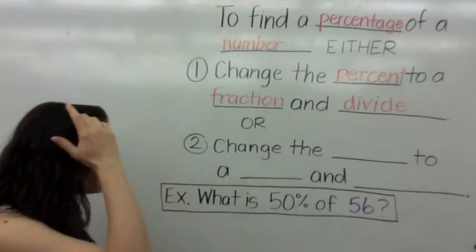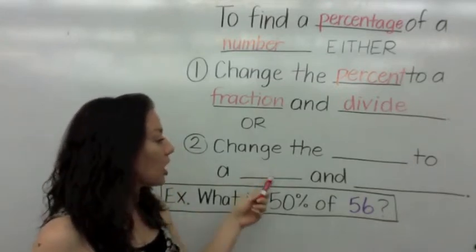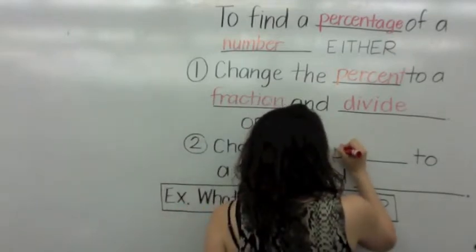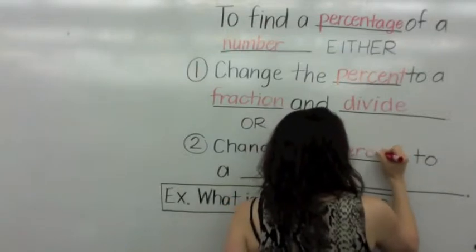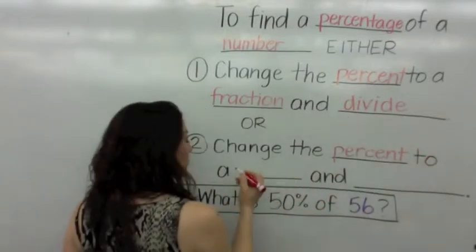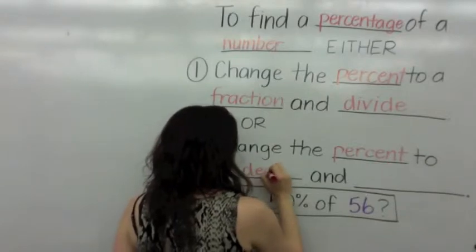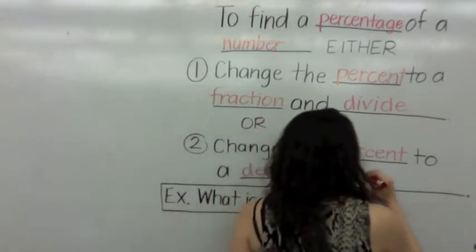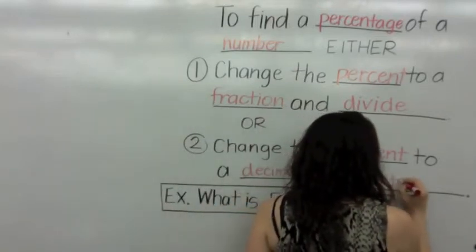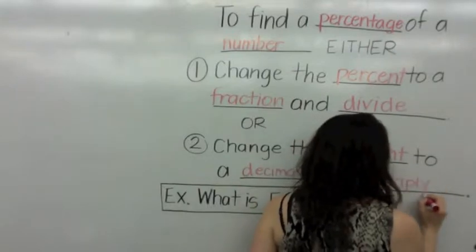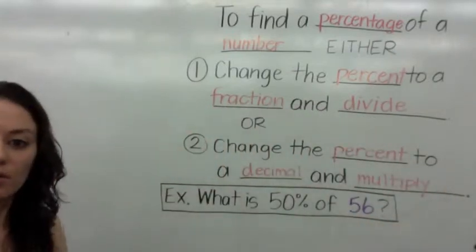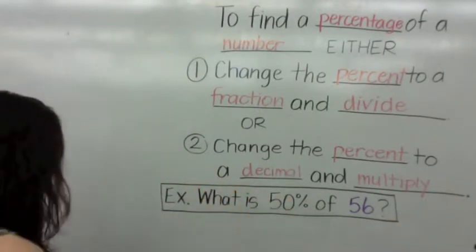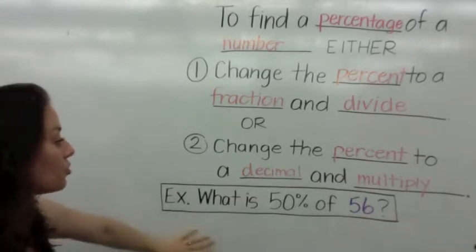So option one, change the percent into a fraction, and you're going to divide. Or, and this is what we're going to learn today, change the percent to a decimal and you're going to multiply. You're going to do the opposite. So the other option is change the percent into a decimal and then you multiply. Okay, so let's take a look at how to do this two ways.